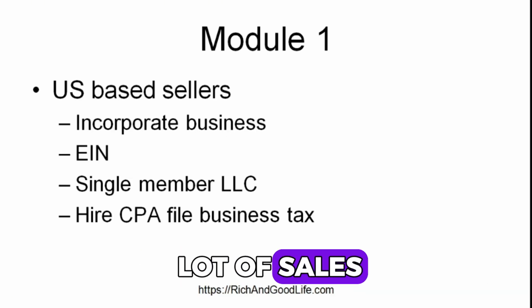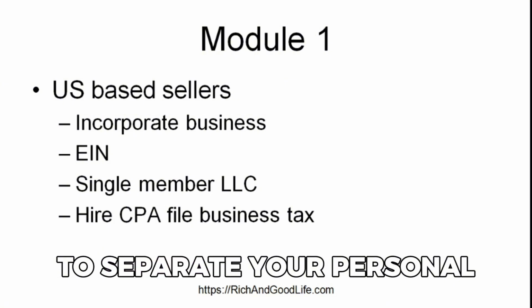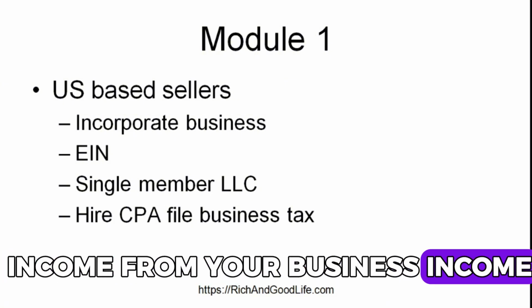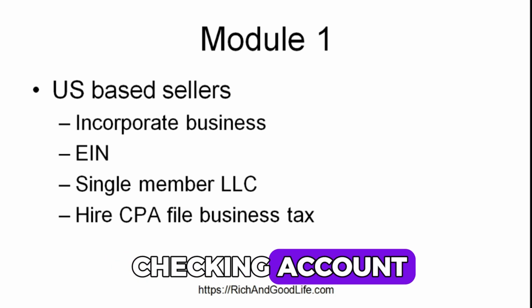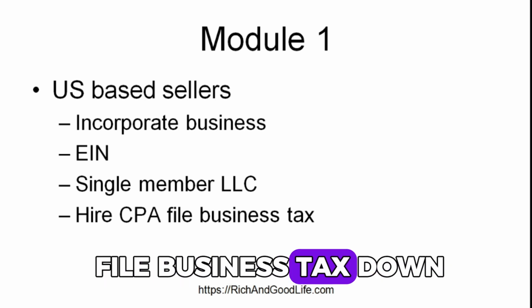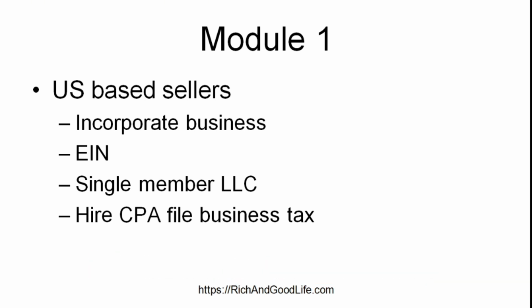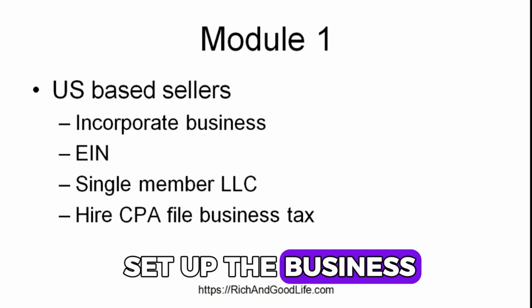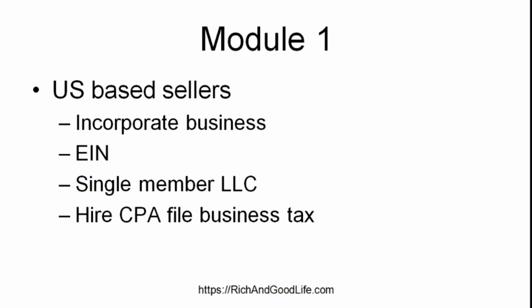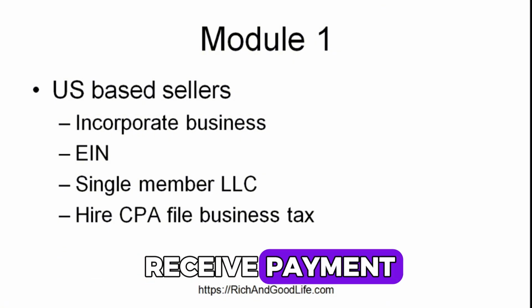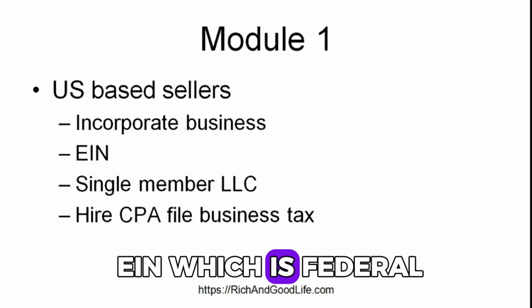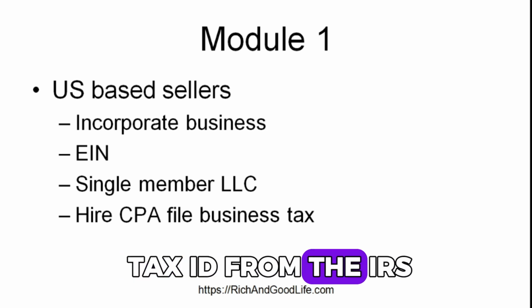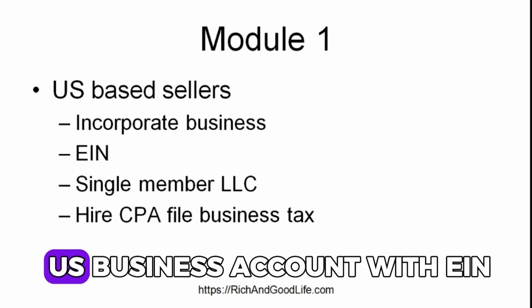When you make a lot of sales, it will be very complicated to separate your personal income from your business income. I strongly suggest you incorporate a business and open a business checking account. This will help you file business taxes down the road. Of course, when you get started, you don't have to set up the business if you just want to test the water. You can use your personal bank account to receive payment. When you set up your business, you will get an EIN, which is the Federal Tax ID from the IRS. You can open a US business account with the EIN.